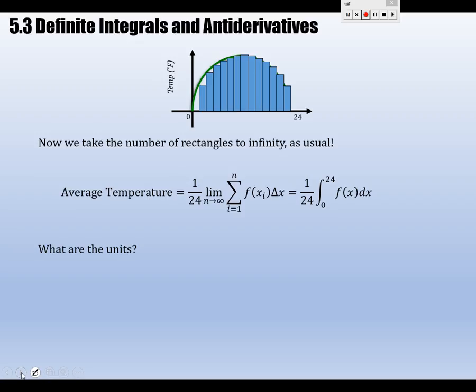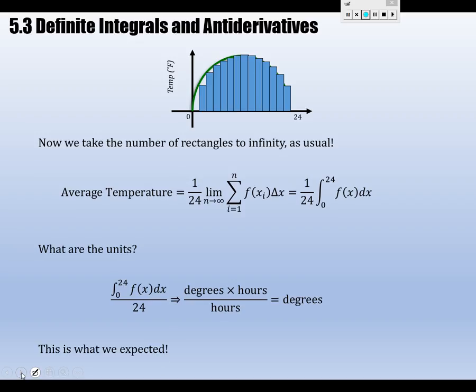What is 24 measured in? Yeah, that's hours. So in the end, we actually do get degrees, which of course makes sense because we were looking for the average temperature throughout the day, and it would make sense that we recover the units of degrees after all is said and done. So just a little unit analysis on that as well.